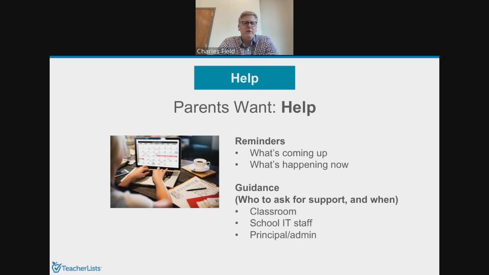And then likewise, who can I go to when I have questions to ask? If my child needs to see somebody to get some extra support in school, who do I go and ask for that? Do I go to the teacher? Do I have to go to the school staff? Is it the principal or administrative? Providing that information is something that parents are asking for when needed. It's not all the time, but when they need it, it becomes very important to them.